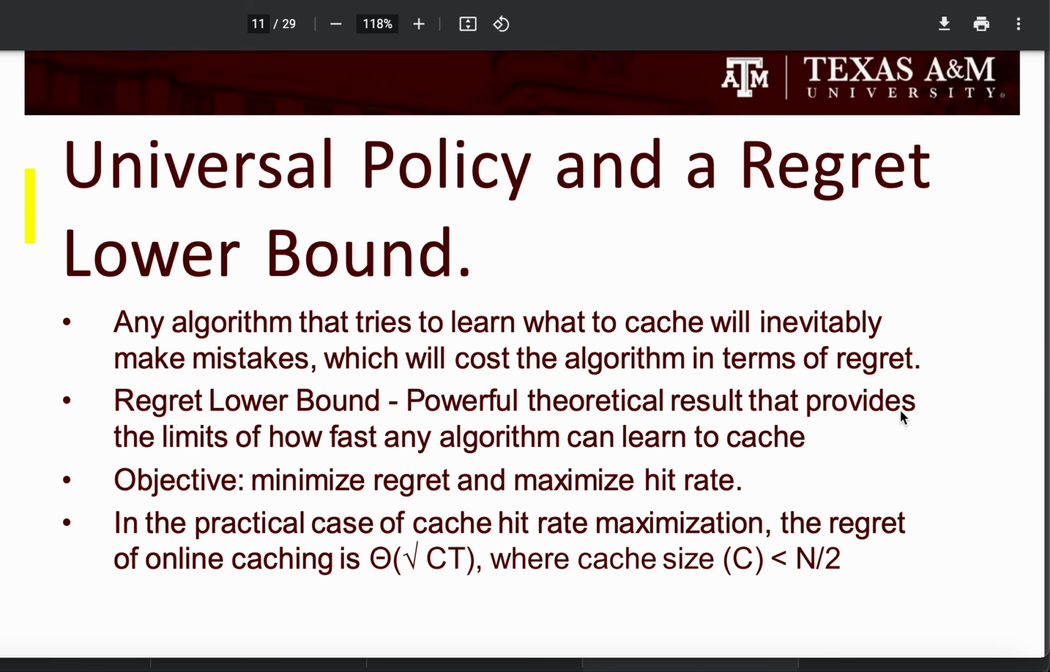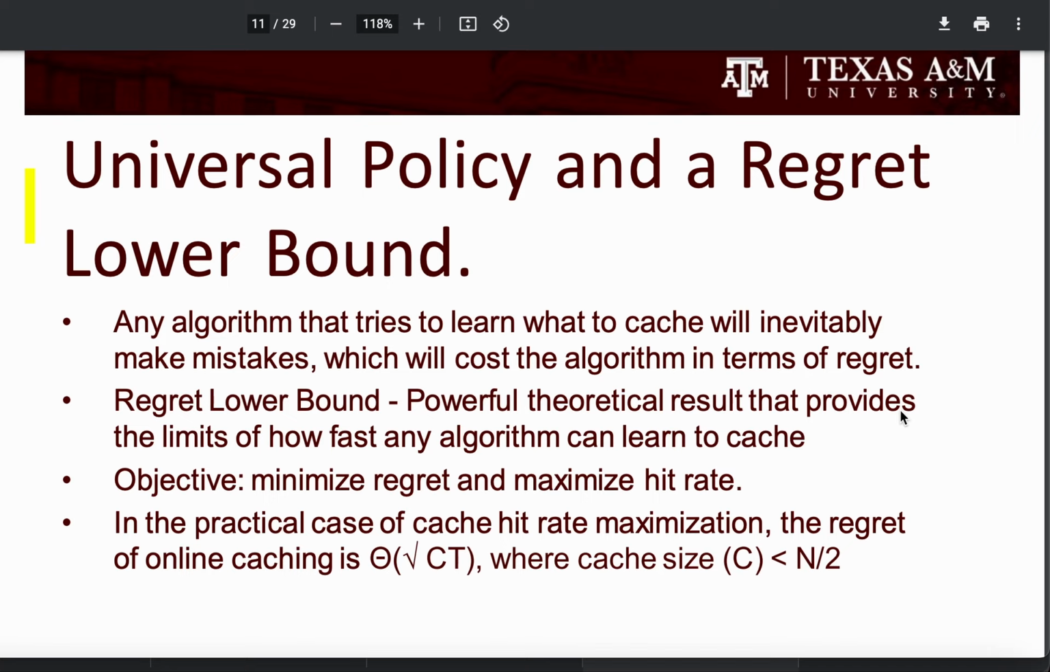Now, as I said earlier, we would like to strive towards a universal policy which can learn to cache from its own mistakes, right? This will evolve the caching policy to make better decisions. And in doing so, if we have a regret lower bound, by which we mean a result where any universal policy will have at least this much regret, then we can understand which universal policy is good, whether we should use it, and what regret we have been getting so far. So how can we minimize our regret and at the same time maximize our cache hit rate? Doing so will give us a powerful algorithm.